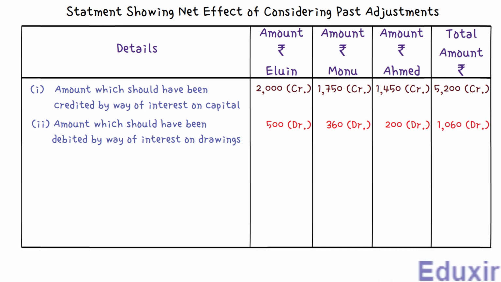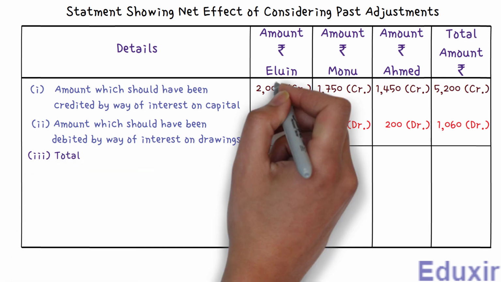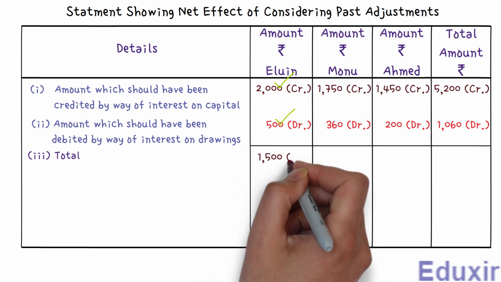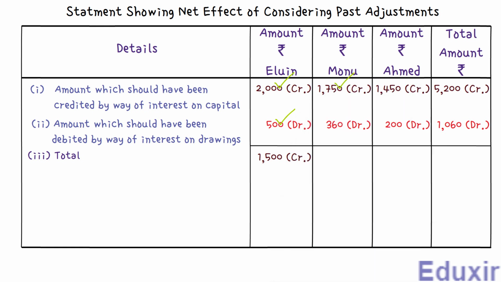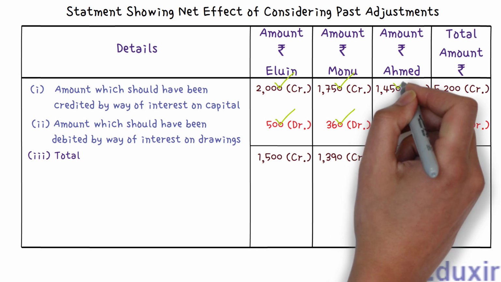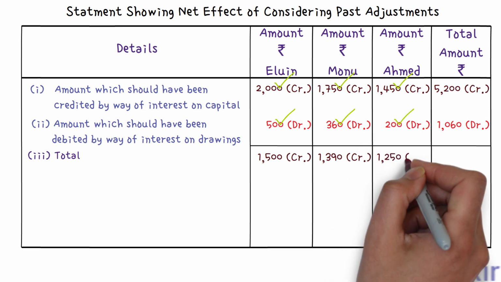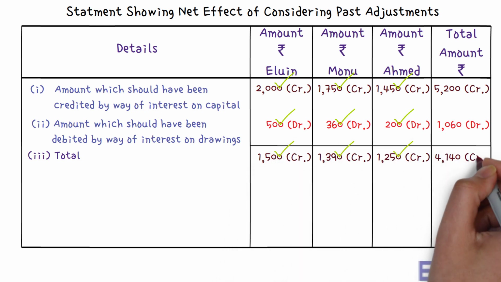With that, we have completed the consideration of the entries that were omitted. Now let's find the result of these amounts. Now for partner Eluin, from 2,000 rupees credit, if we subtract 500 rupees debit, we get 1,500 rupees credit. For partner Monu, from 1,750 rupees credit, if we subtract 360 rupees debit, we get 1,390 rupees credit. For partner Ahmed, from 1,450 rupees credit, if we subtract 200 rupees debit, we get 1,250 rupees credit. Now the total of these subtotals is 4,140 rupees credit.